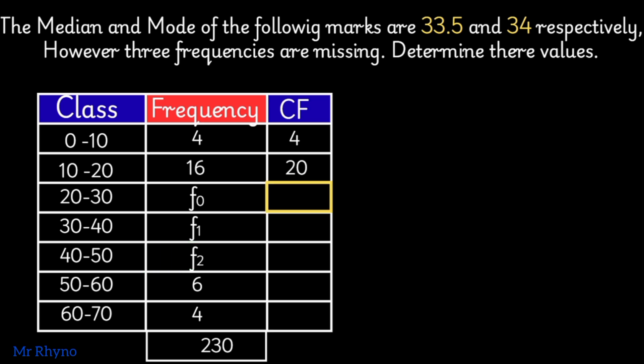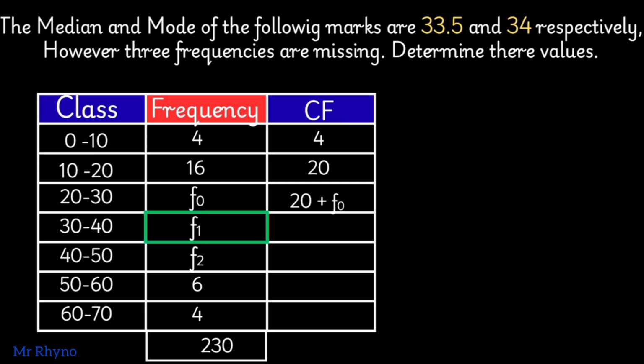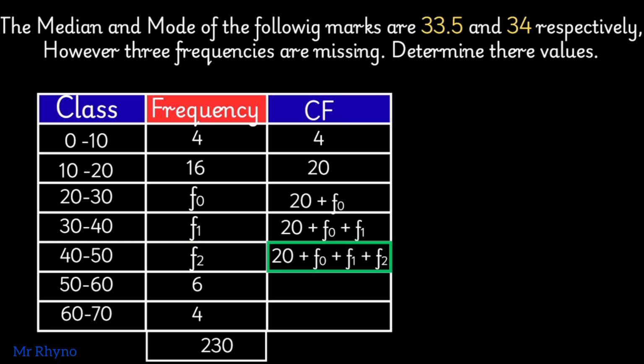So that for this one, it shall be this frequency, which is f0, plus 20, and that gives us 20 plus f0. The next, it shall be f1 plus the previous class cumulative frequency, which is 20 plus f0, and that gives us 20 plus f0 plus f1. Next, it shall be this frequency plus this previous class cumulative frequency, and we get 20 plus f0 plus f1 plus f2.